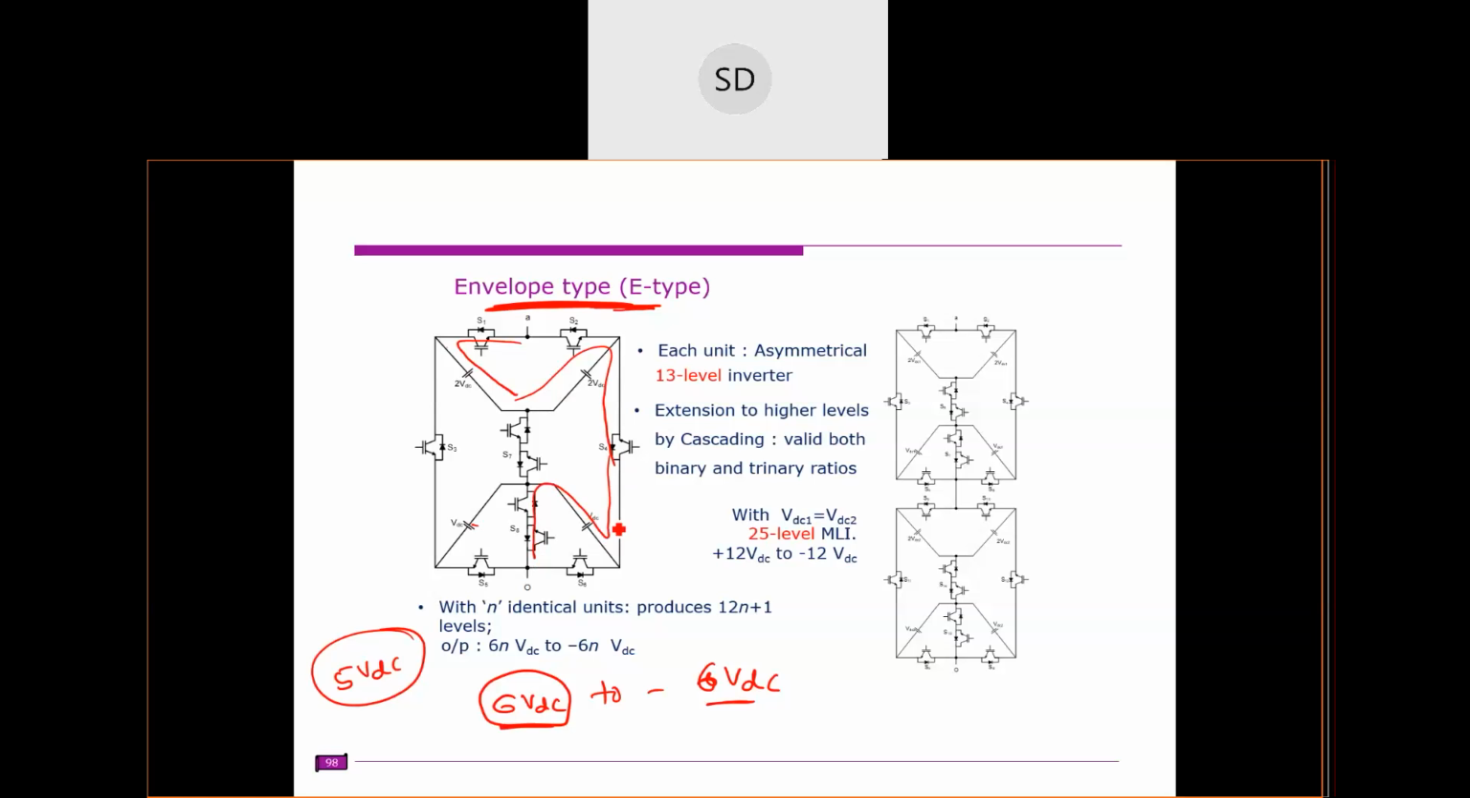If you want 4 VDC, just connect like this. You just bypass this one like this. That gives you the 4 VDC. Clear? If you want 3 VDC, 4 VDC is over, so how to get 3 VDC?